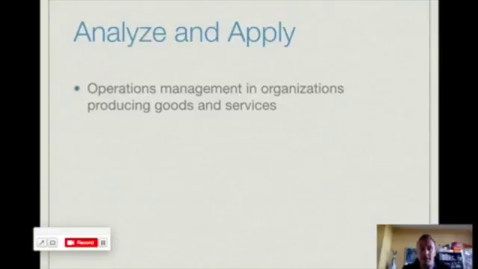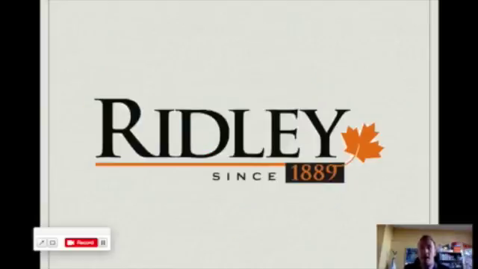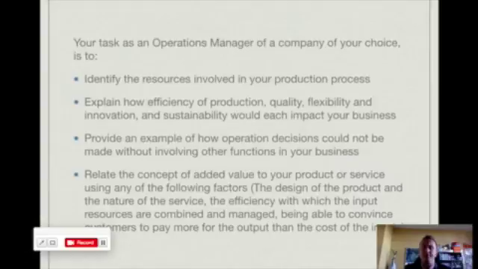Now, the IB expectation is that you are able to analyze and apply operations management in organizations producing goods and services. So I'm going to suggest a couple that you can look at that you might be more familiar with. Coca-Cola is a really easy one to do. There's lots of information about how those operations departments are connected with other functions, or you can use Ridley. How is Ridley's operations connected to finance, marketing, and HR? So I would suggest pausing the screen and looking at these types of questions. These would be really good types of questions to practice.